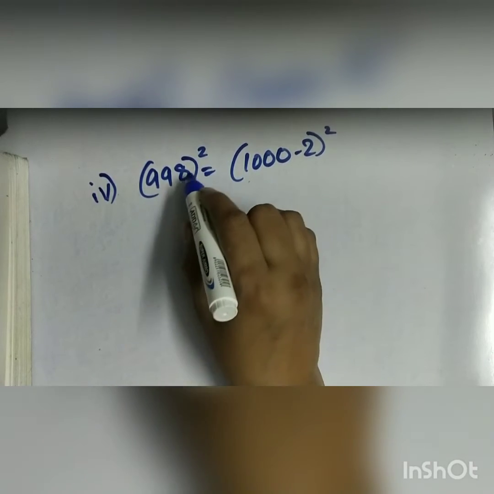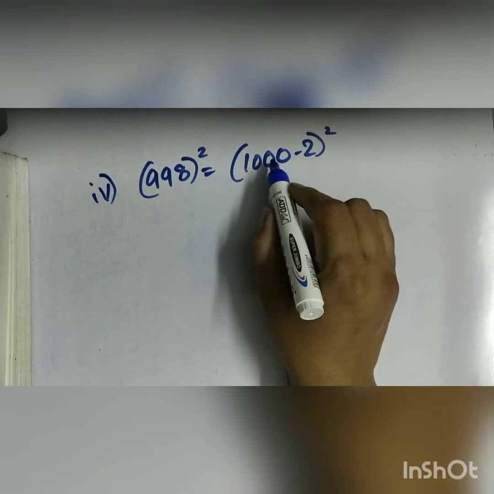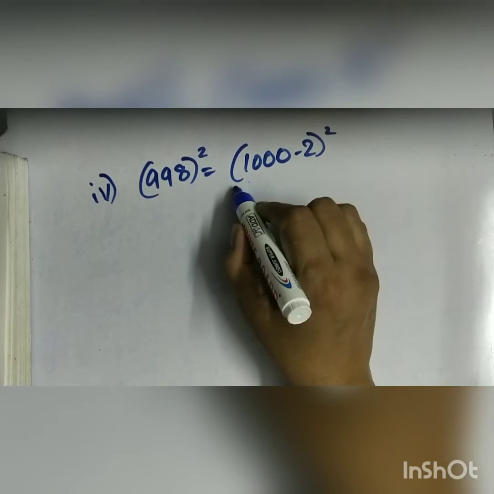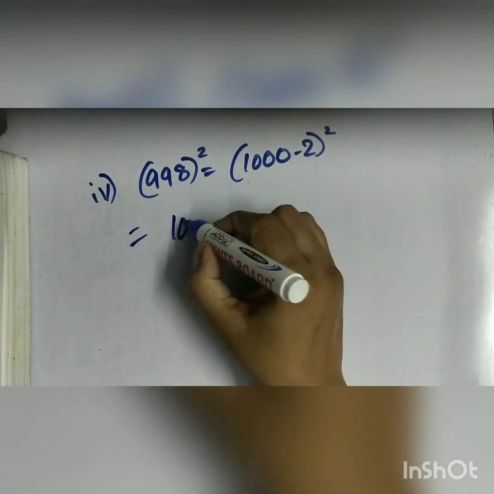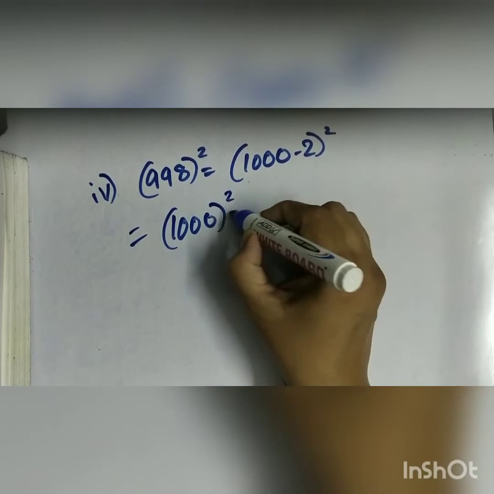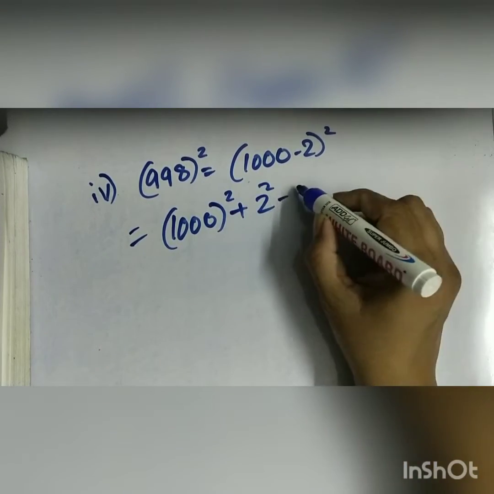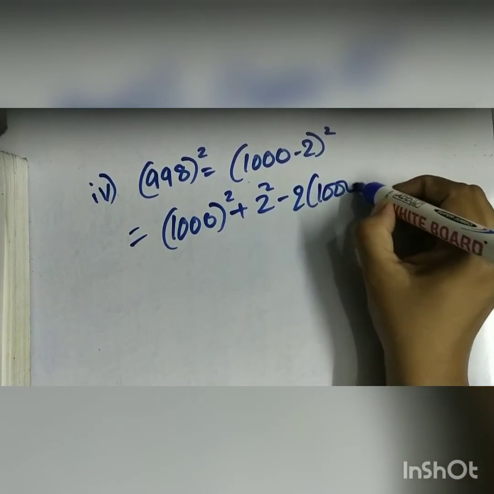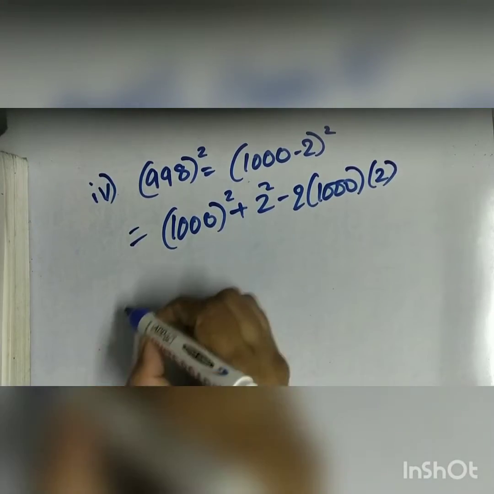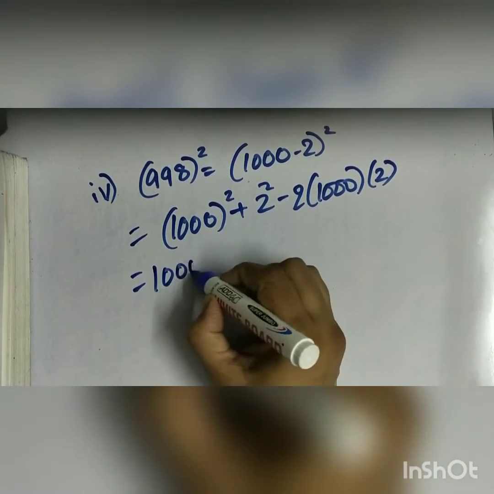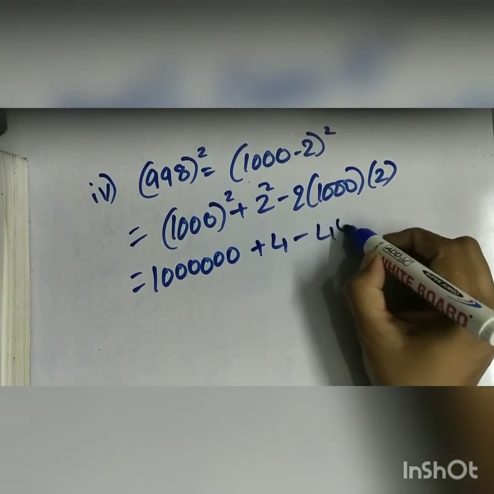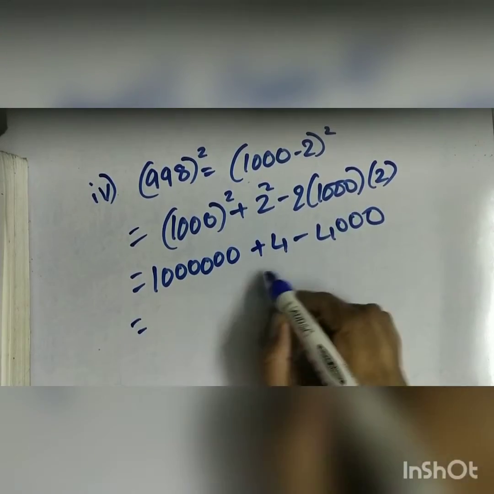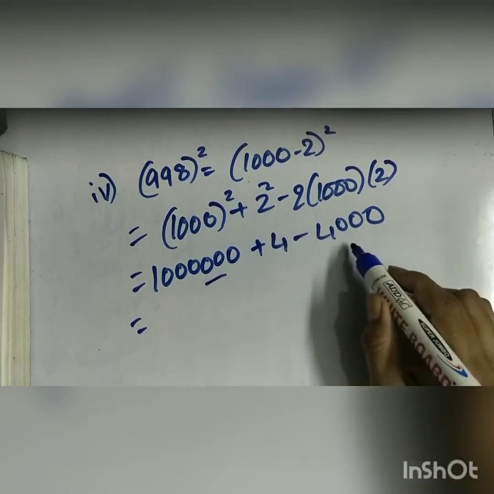Last one, 998 square, which can further be written as 1000 minus 2 whole square. I'm going to apply the (a minus b) whole square identity. So let's do it. 1000 square plus 2 square minus 2 into 1000 into 2. I get the answer 6 zeros here plus 4 minus 4,000. So let's subtract first this and this.